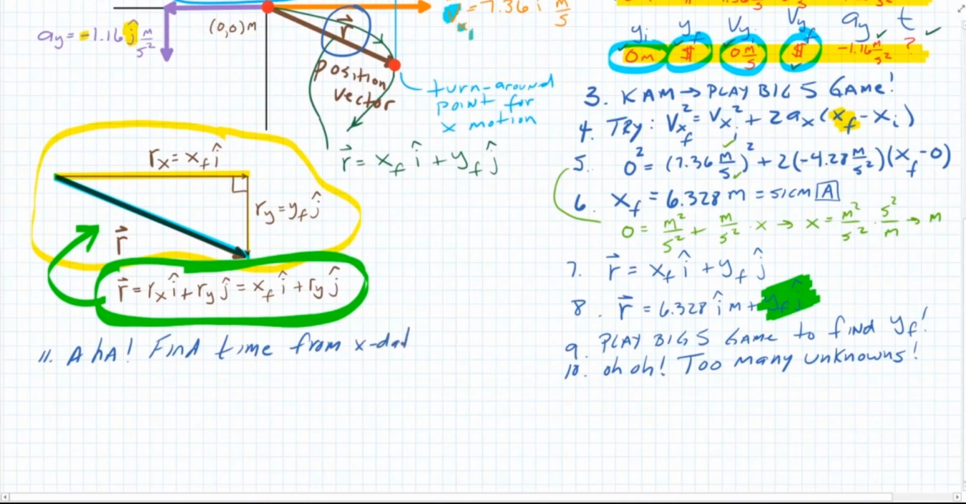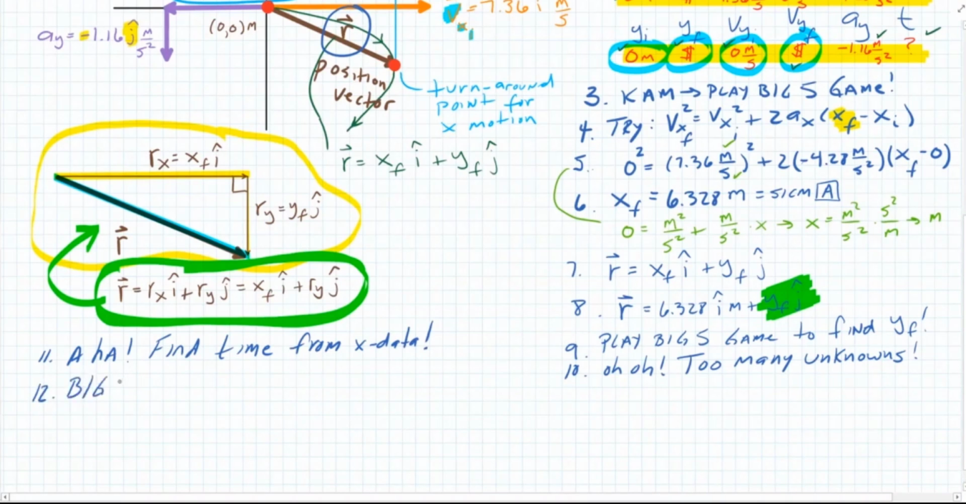I know, and this is a common tactic, and now you know it. Maybe you could have figured this out by yourself, and that'd be nice, but one way or the other, either you figured that out by yourself or I told you, now that you know it, you know it. This is a very common tactic. So, okay, find time from X data, Big Five game.